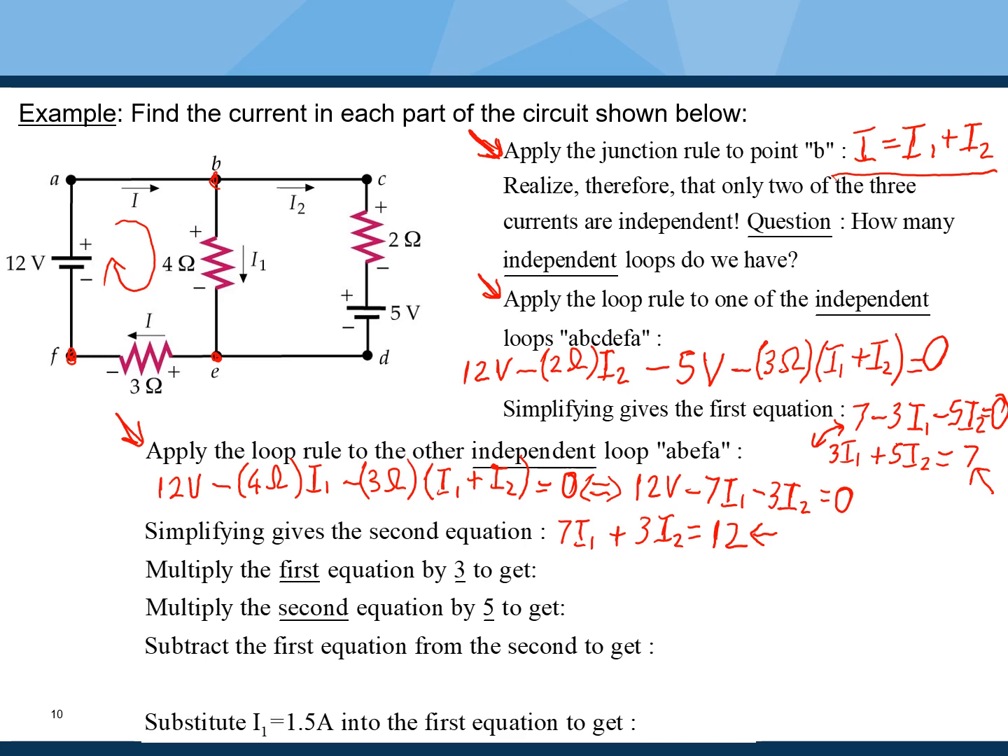So those are the cleaned up versions that we get from applying Kirchhoff's loop rule to the two loops that are given by A, B, C, D, E, F, A, and the loop given by A, B, E, F, A. That's the suggestion made in this problem. Now we actually realize that we have to get rid of I1 or I2.